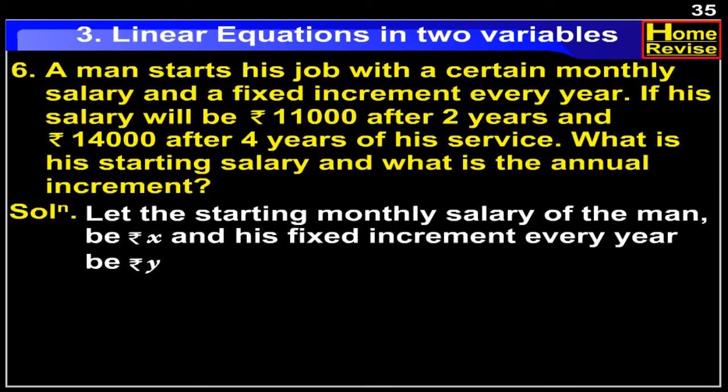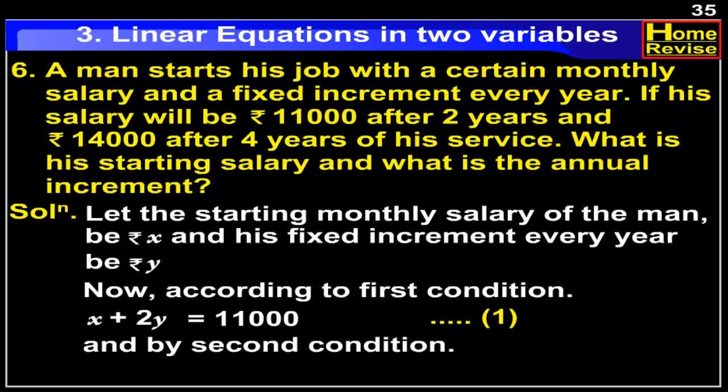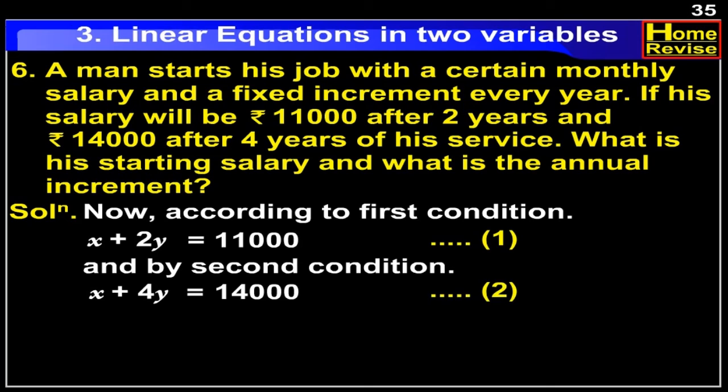Let the starting monthly salary of the man be rupees X and his fixed increment every year be Y. Now, according to the first condition, after 2 years his salary will be X plus 2Y is equal to 11,000. Let this be equation number 1. And by the second condition, after 4 years his salary will be X plus 4Y is equal to 14,000. Let this be equation number 2.